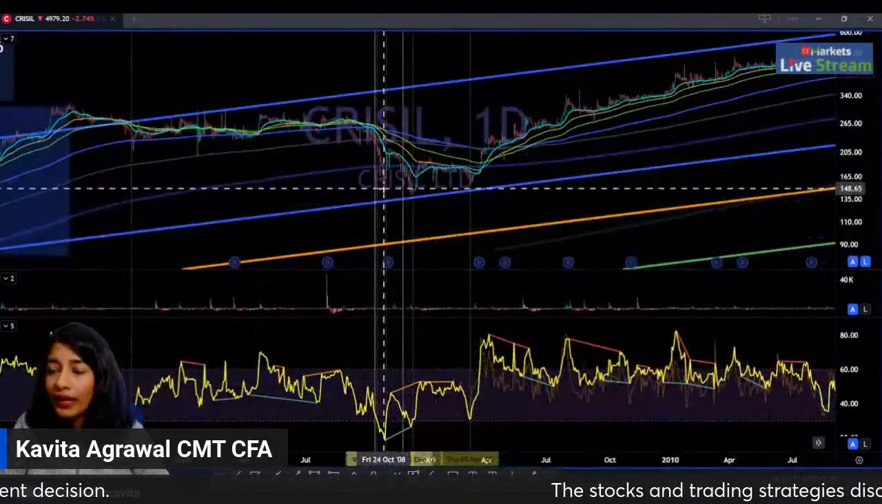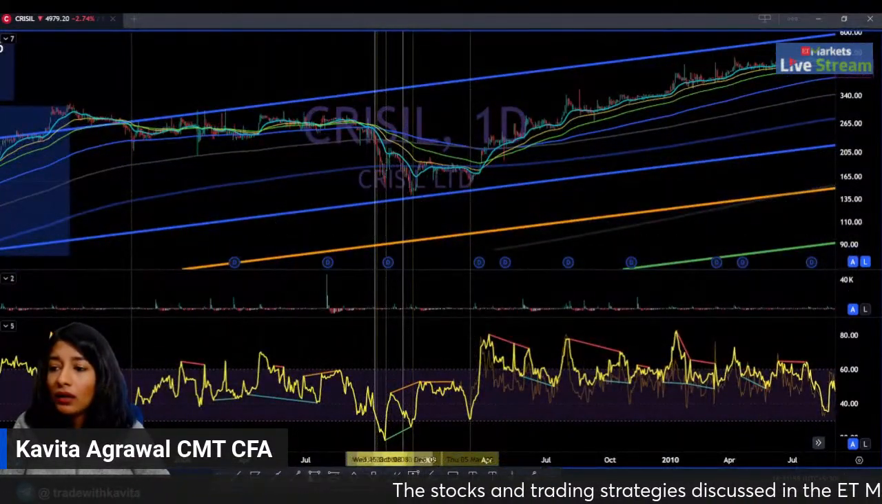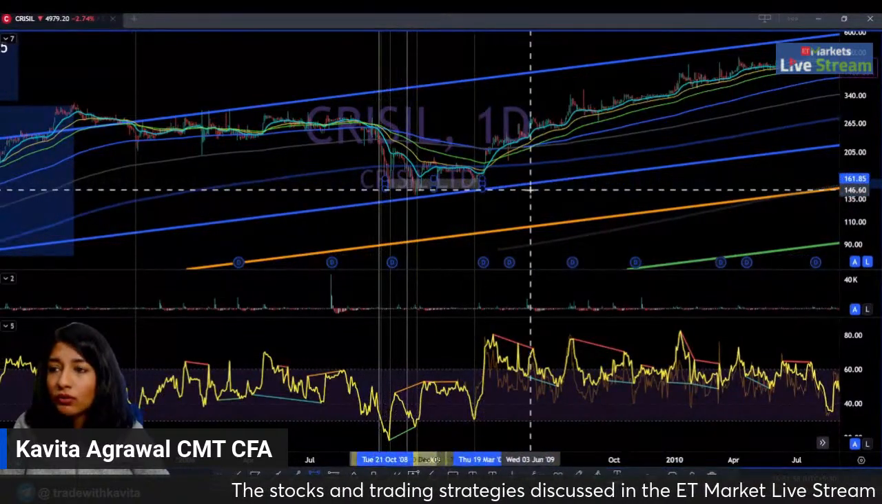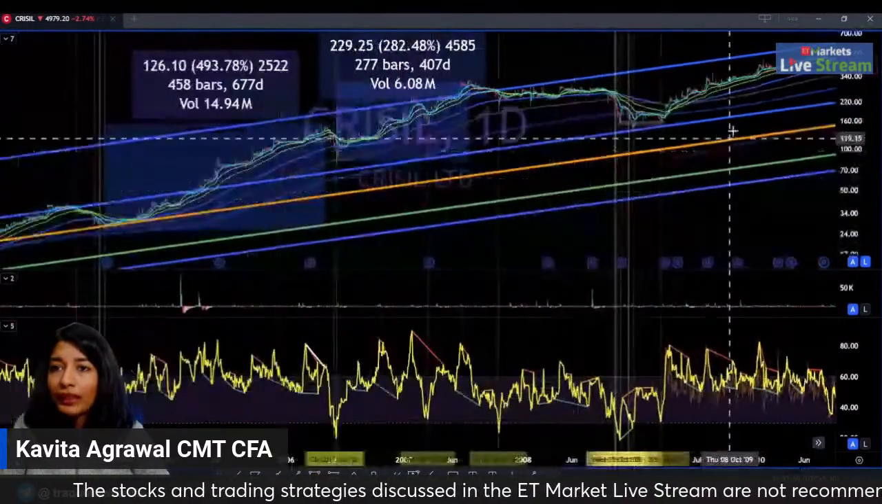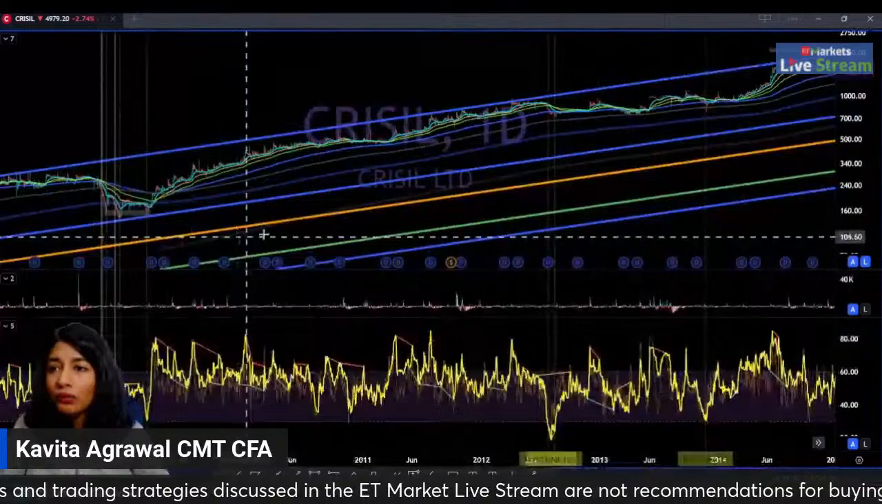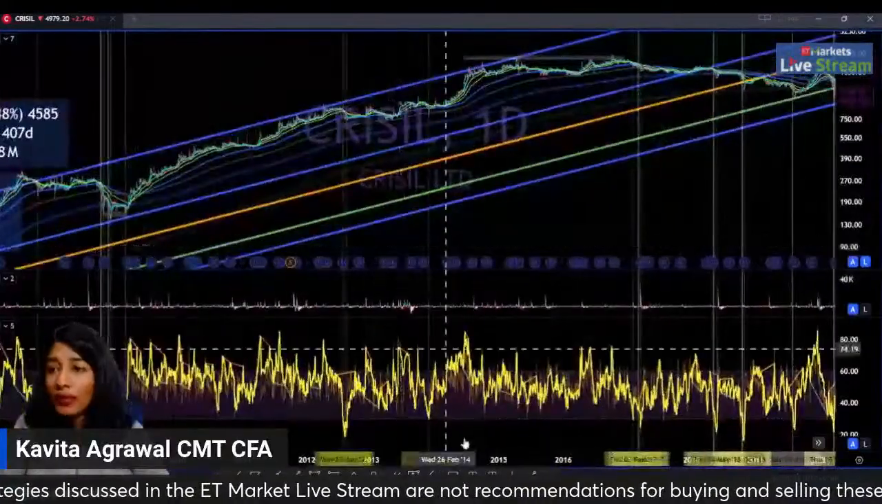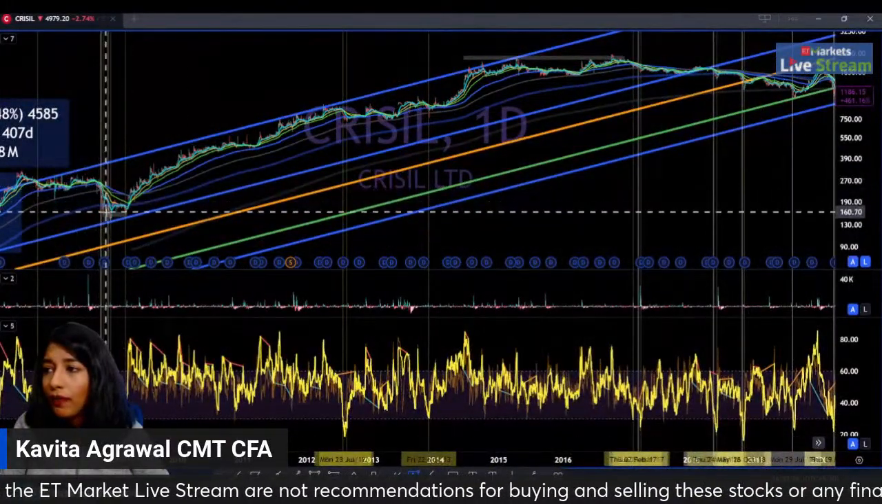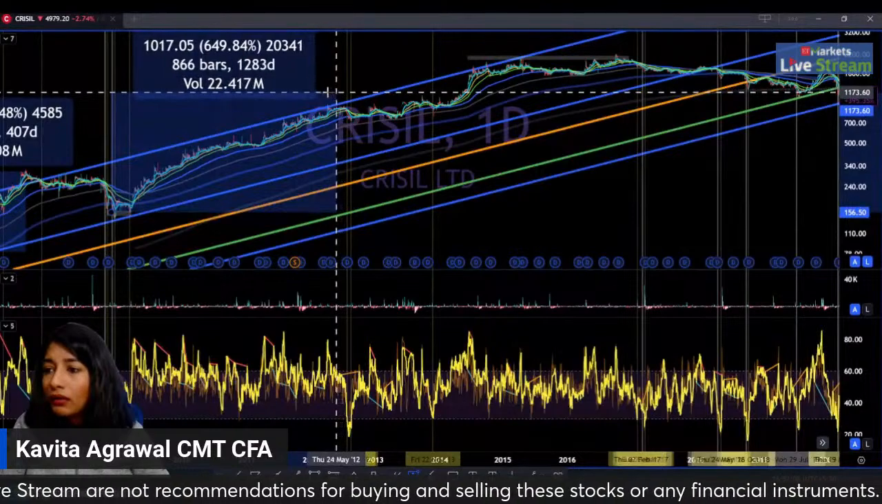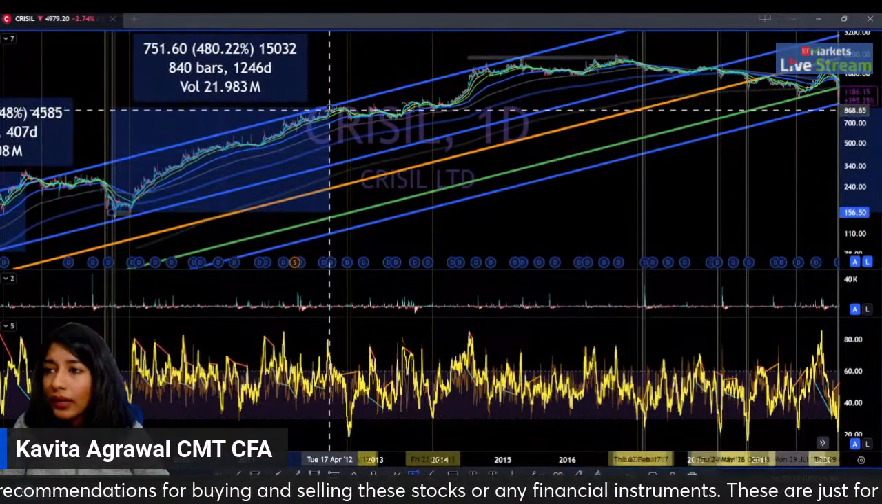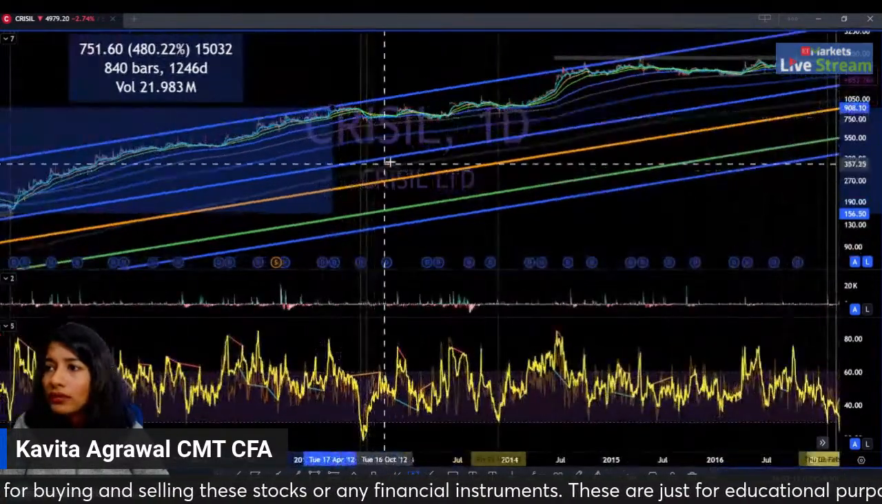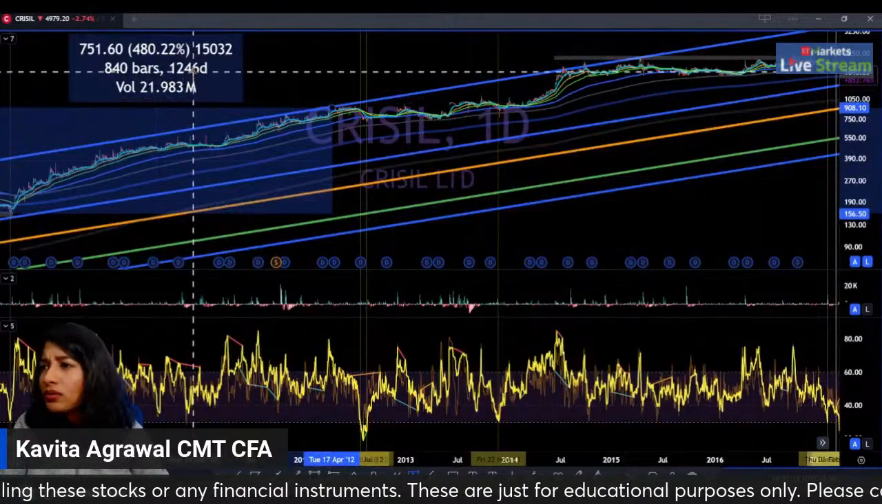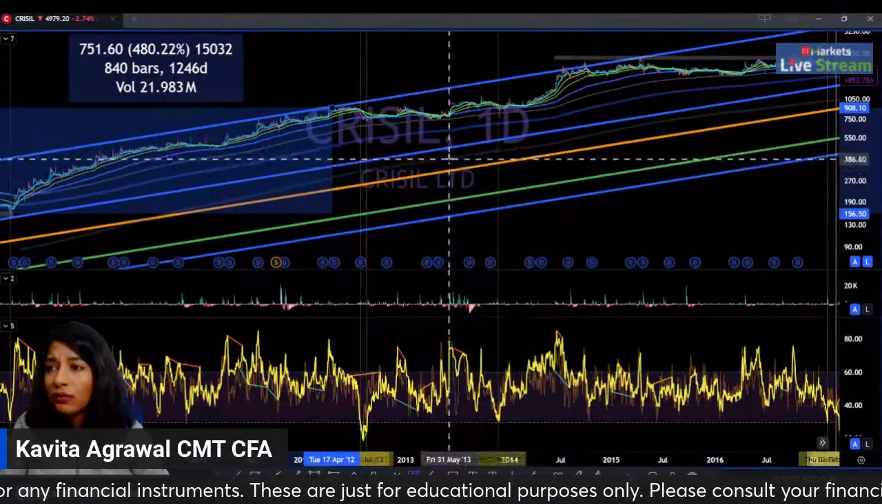Again, we see interaction with the level of 30, some sideways consolidation with a bottom formation, and then a sharp rally began, which lasted for many, many years, and the return profile of that until the next correction was 4x in about, how many years is this? I think 4 years, around 5x and maybe 4 years.